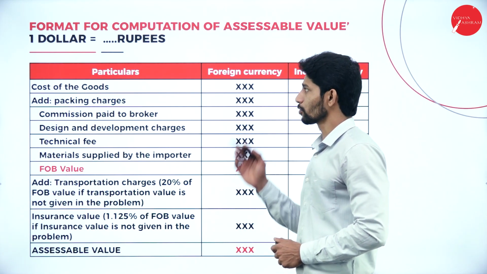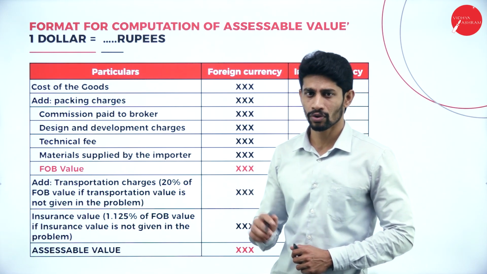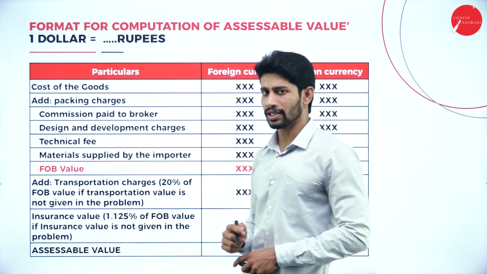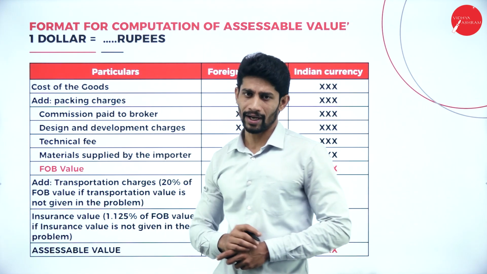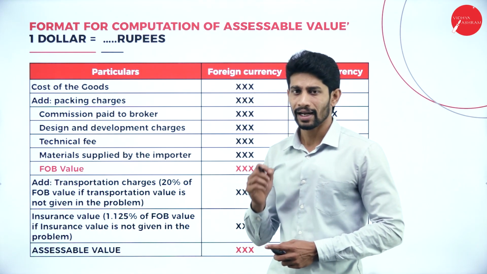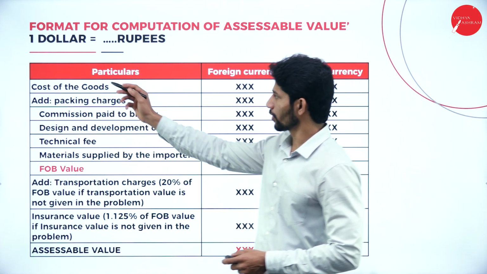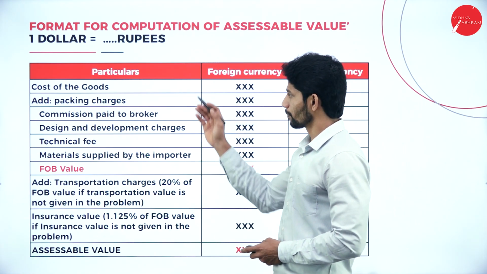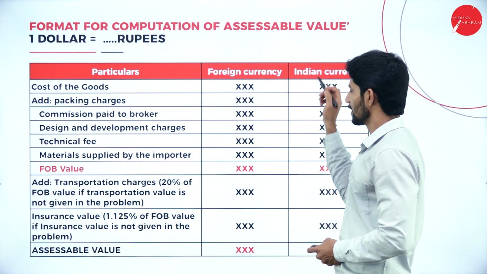So $1 equals rupees. So $1 or €1, whatever the foreign currency they give, for that foreign currency they will mention the rupee value. For example, £1 equals 90 rupees or $1 equals 80 rupees. Like that, they'll be giving. So $1 equals 80 rupees. In that way, we are supposed to solve the problem. So particulars, foreign currency, Indian currency.